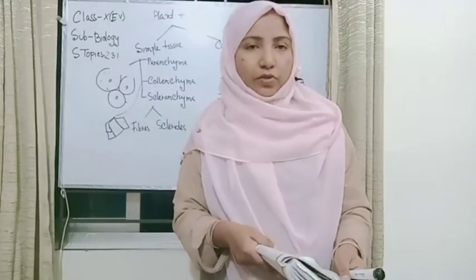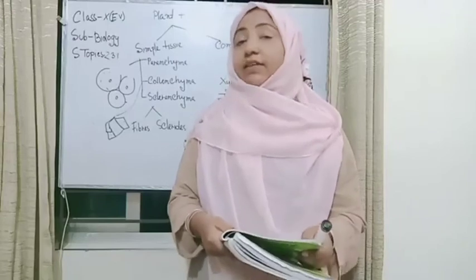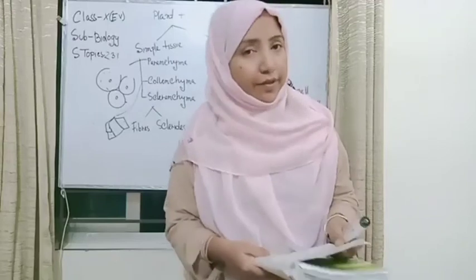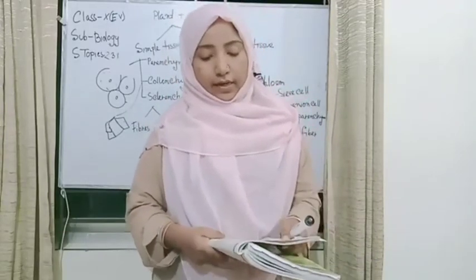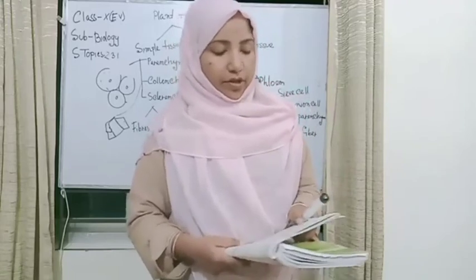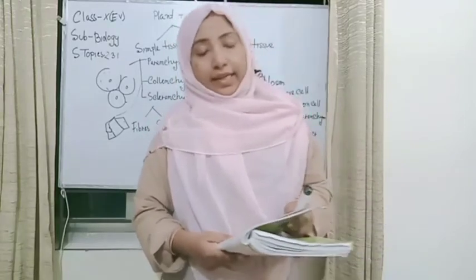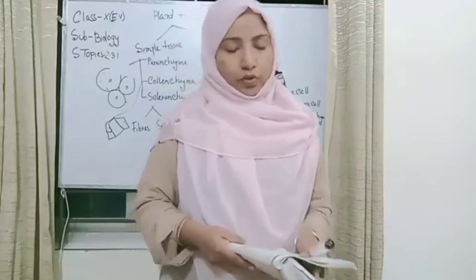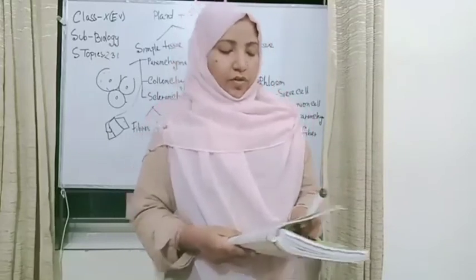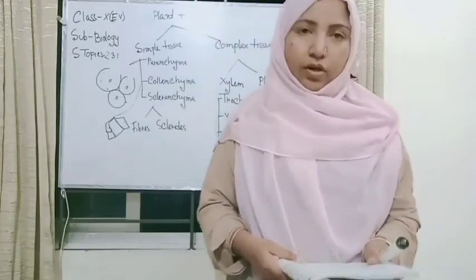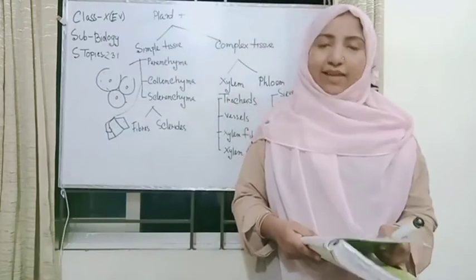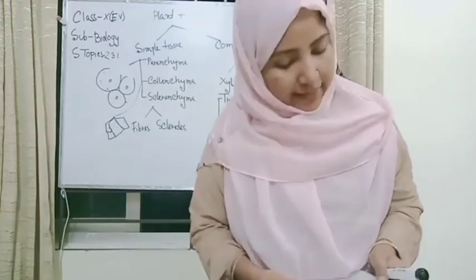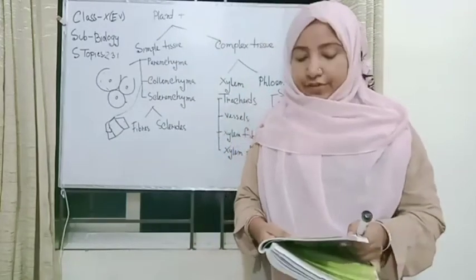There are two types of sclerenchyma cells. First is the fibers and second is the sclereids. First, the fibers. They are elongated, slender, thick-walled, and both their ends are pointed or sometimes rounded. In their walls, they have pores called pits. Based on their origin and structure, they are called by different names, such as bast fiber, surface fiber, xylem fiber, or wood fiber.